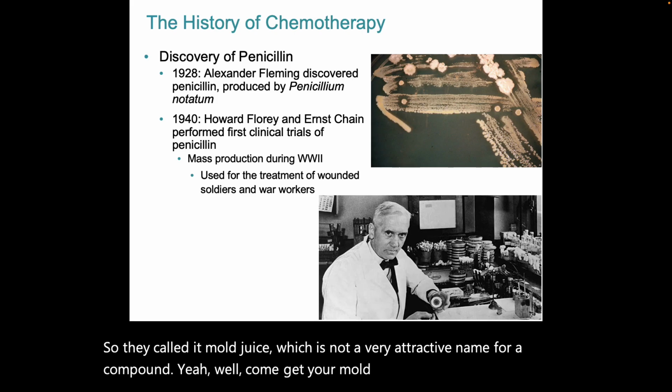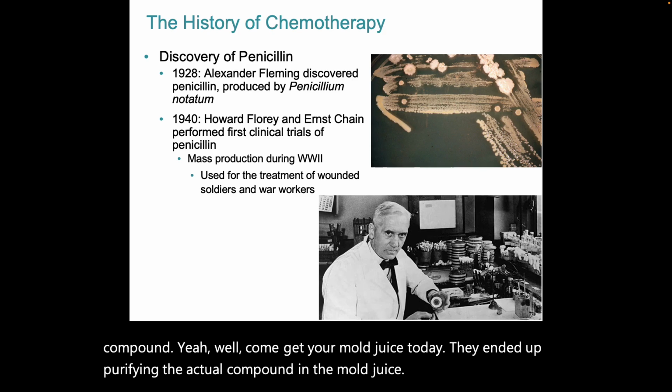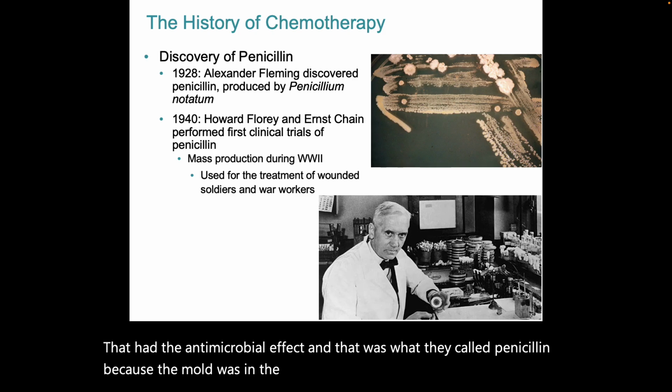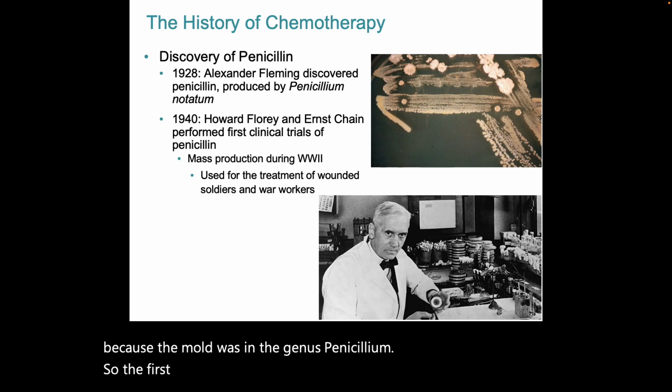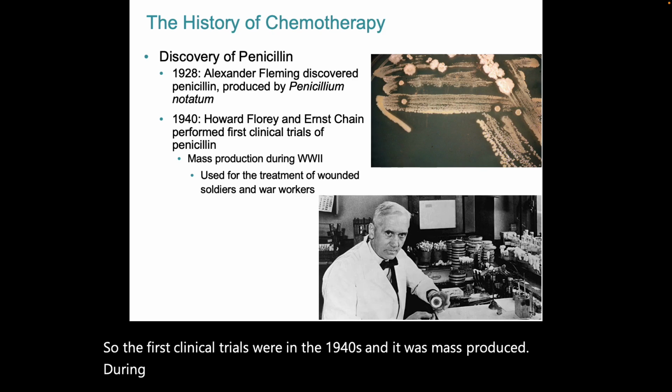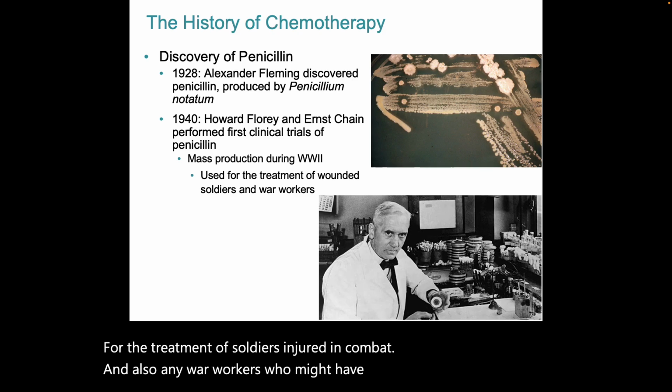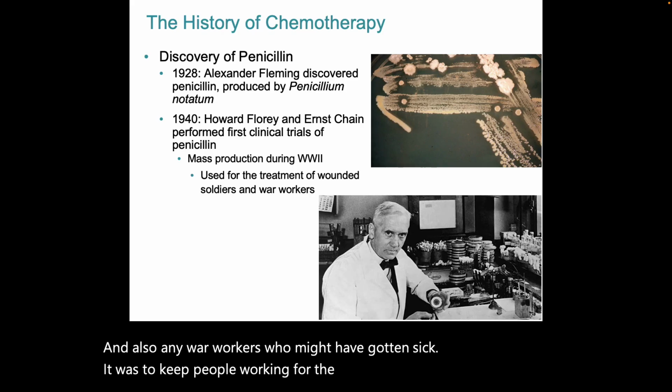They ended up purifying the actual compound in the mold juice that had the antimicrobial effect, and that was what they called penicillin, because the mold was in the genus Penicillium. The first clinical trials were in the 1940s, and it was mass produced during World War II for the treatment of soldiers injured in combat, and also any war workers who might have gotten sick. It was to keep people working for the war effort, whether they were at home or abroad.